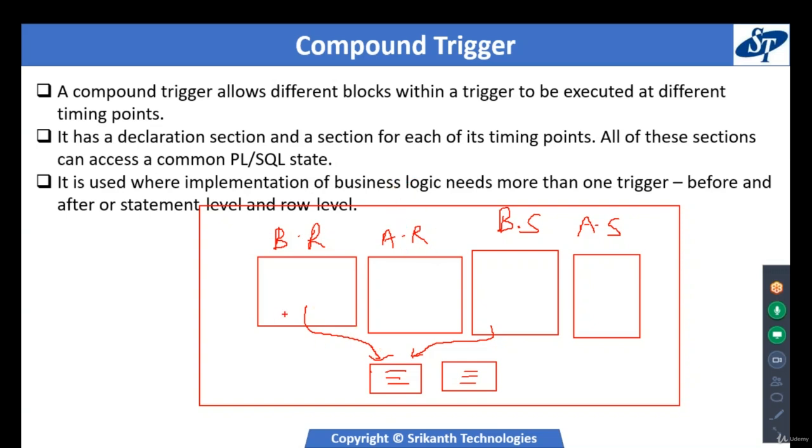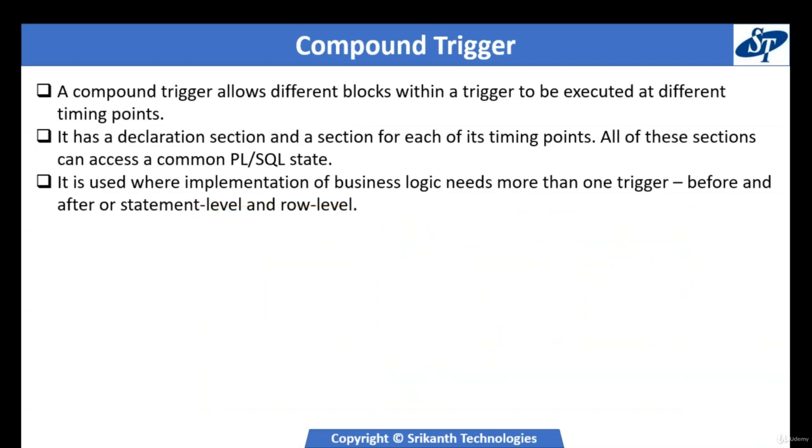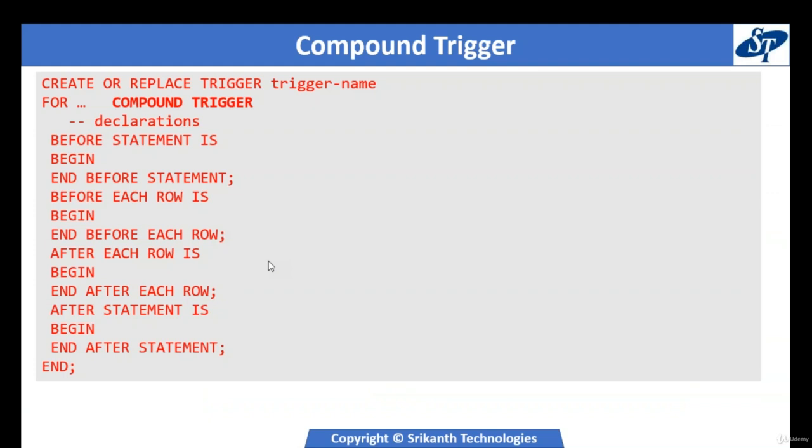It's one trigger with 4 different subblocks: one for before row, one for after row, one for before statement, and the last one for after statement. So where do we use this? Do we need this in any case? Let us see a use case here.